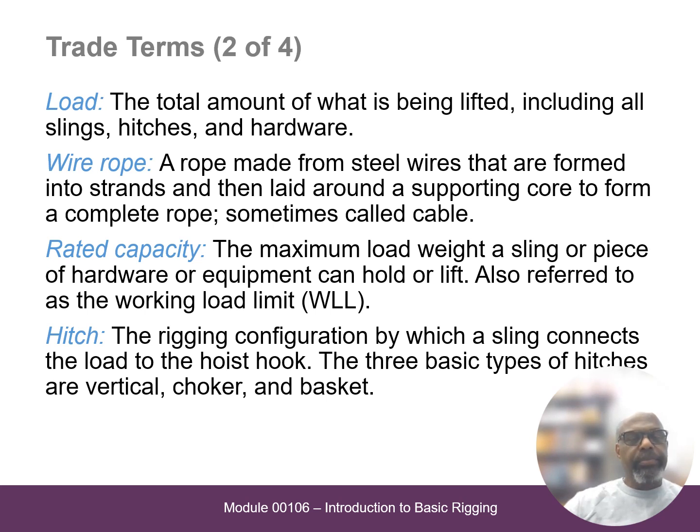A hitch is basically the rigging configuration by which a sling connects the load to a hoist hook. The three basic types are vertical, choker, and basket. We'll talk about each one of those later, but these are different types of hitches.